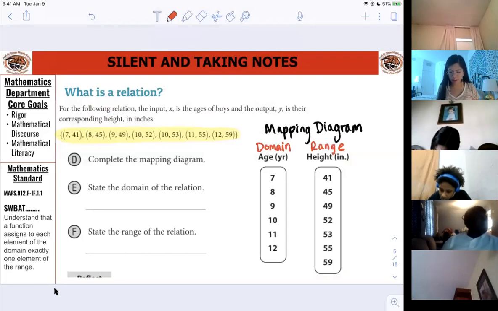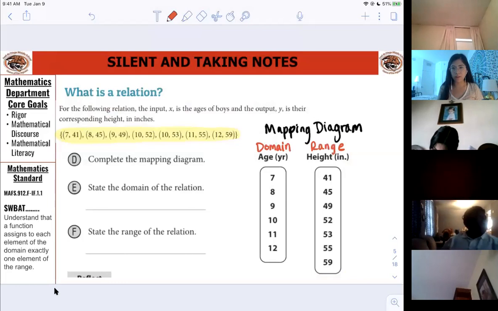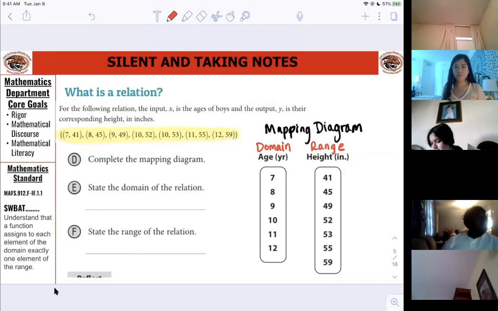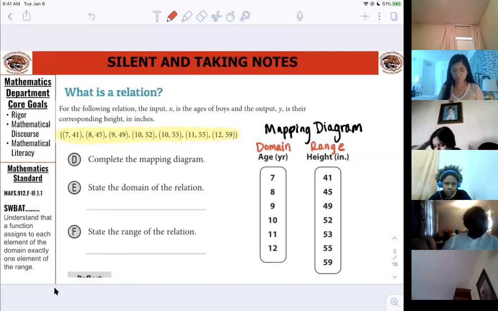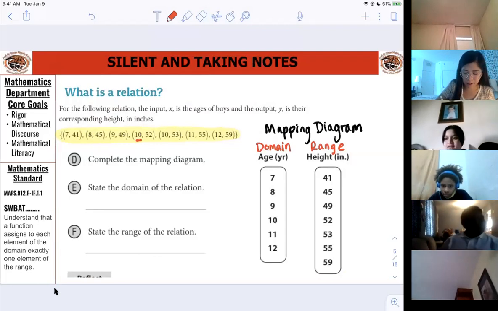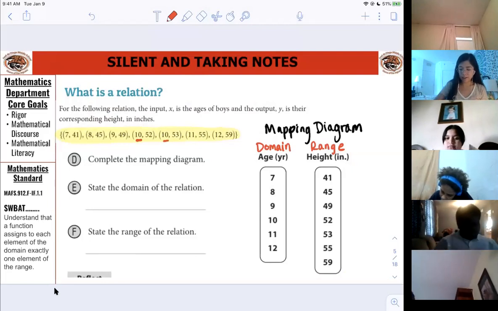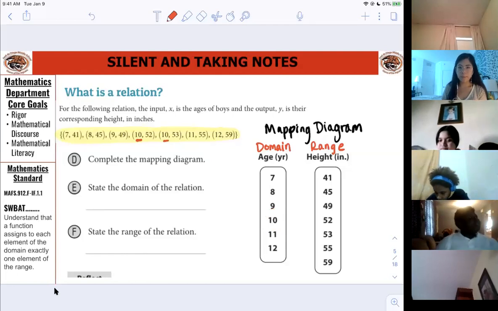The other thing I want to notice is how come there are fewer numbers in the domain than there are in the range? Is it because they repeat them? Yeah, so what's repeated in the list? The ten. Okay, so notice how there's a 10, 52, and then there's 10, 53. So in the mapping diagram, instead of writing the 10 twice, you just write it one time anytime it's repeating. Then anytime you see a mapping diagram, we're going to make arrows.